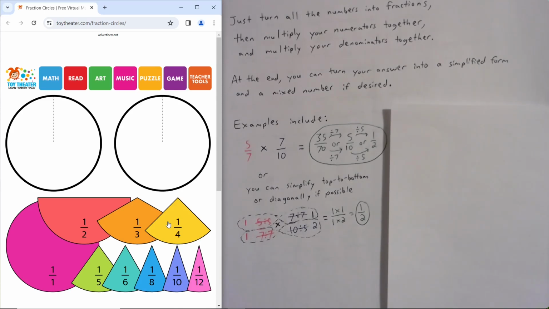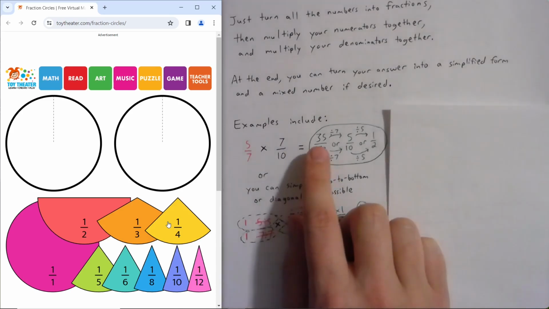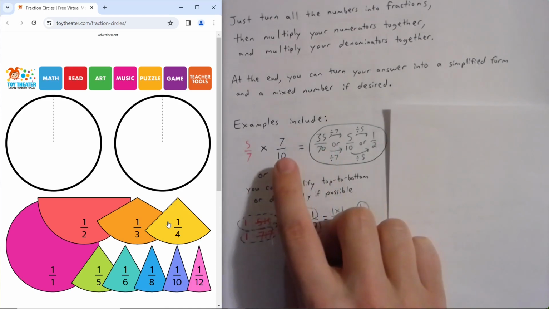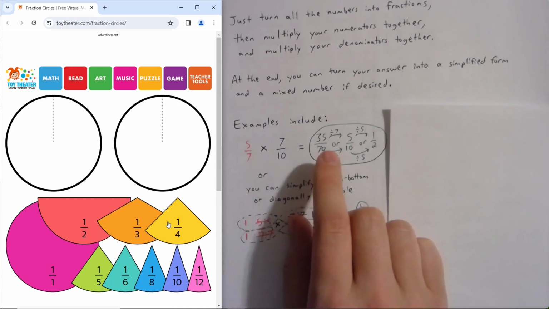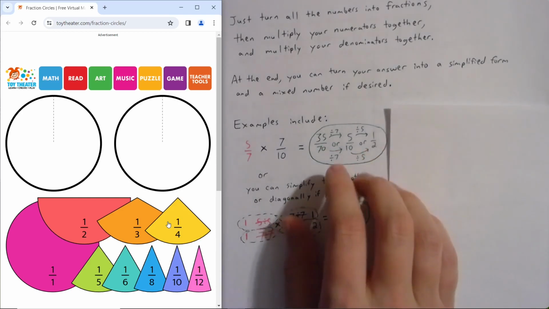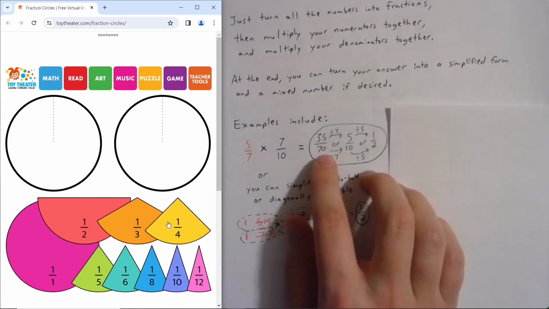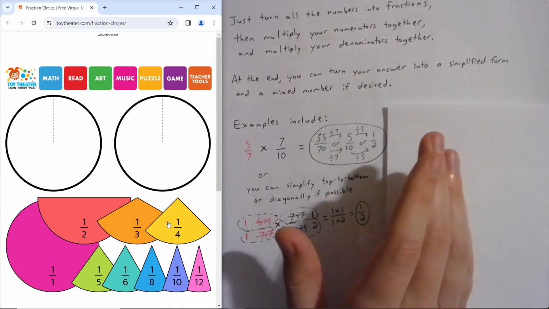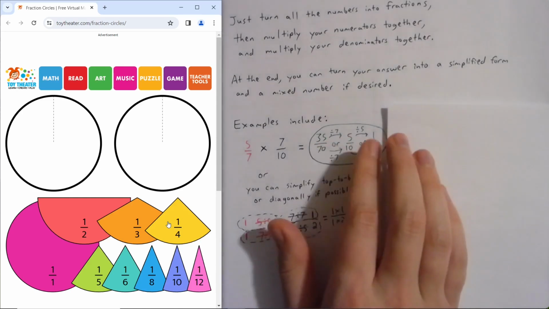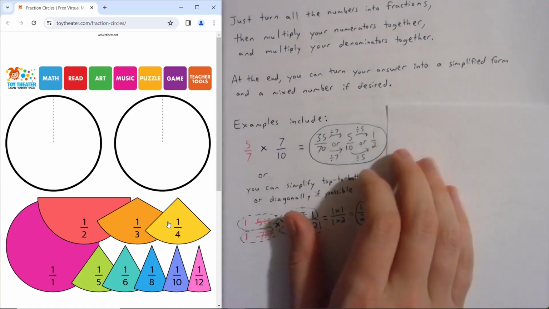Okay? So for this, 5 times 7 is 35. 7 times 10 is 70. And then if you need to simplify, you would do so. So the greatest common factor for both these is actually 35, but I don't expect you to know that off the top of your head. So you could divide both top and bottom by 35 and you would get 1 over 2 or 1/2.